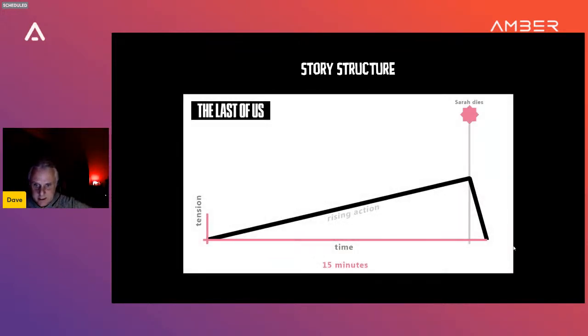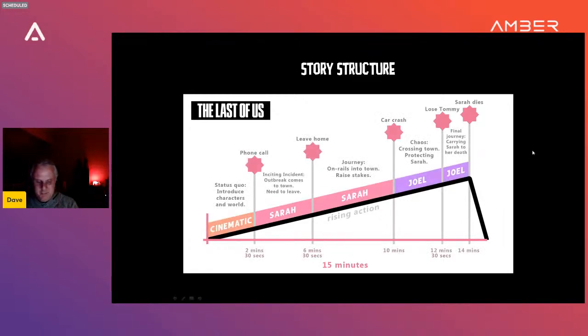So we look at this as our starting point. Sarah dies. Rising action, tension rises over time, and we can start plopping in those turning points and figuring out how we're going to control the progress through the story. And we can get to this.